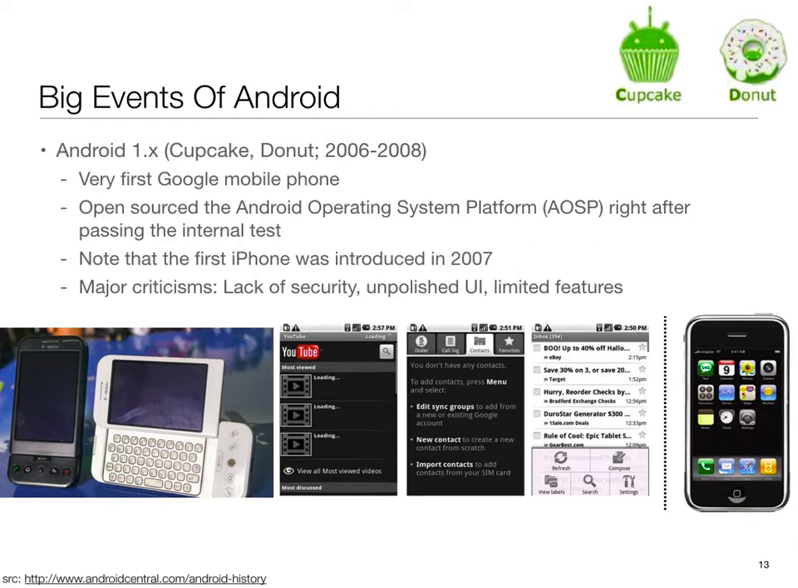So, at 1.1 this was the first Google phone. I don't know if any of you had this or if you're too young, but they open sourced it right after passing the first initial test. This Android came out around 2006 to 2008, whereas the first iPhone was introduced in 2007. It had a whole bunch of vulnerabilities. It was very unpolished. You could compare it to iOS at the time. It was very clunky and had a very limited set of features.